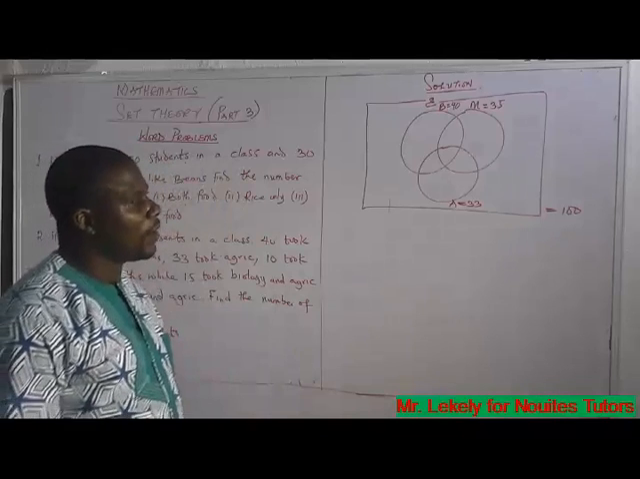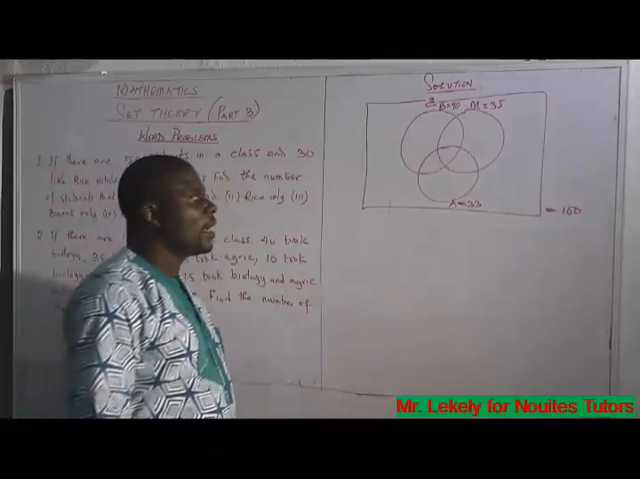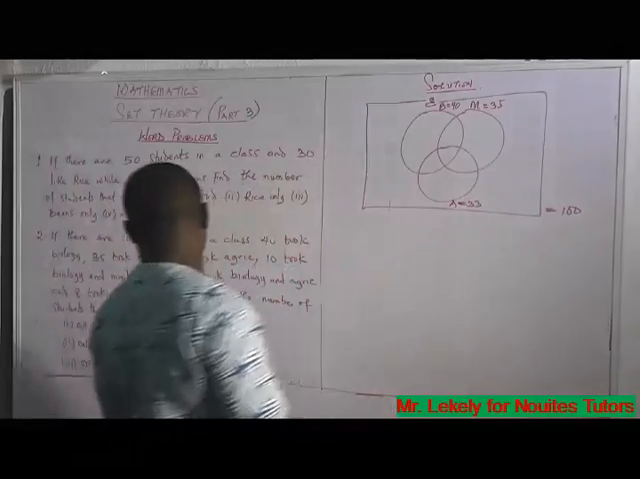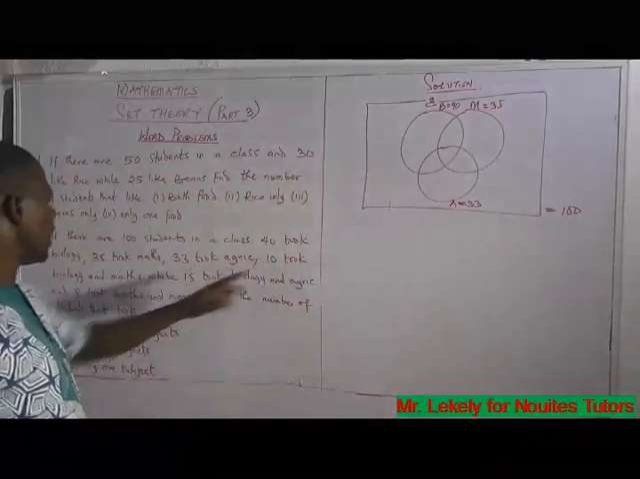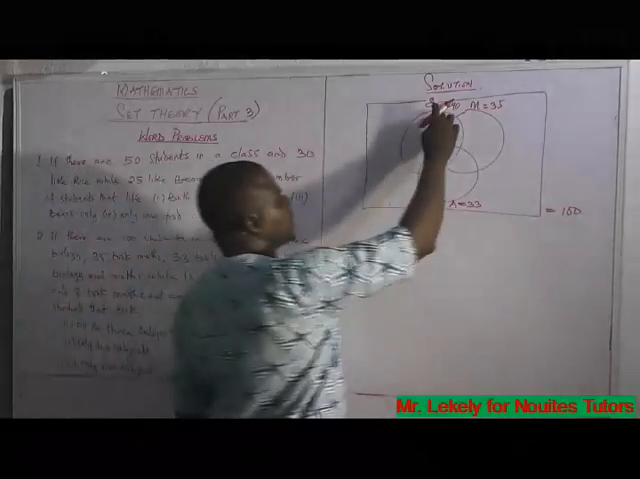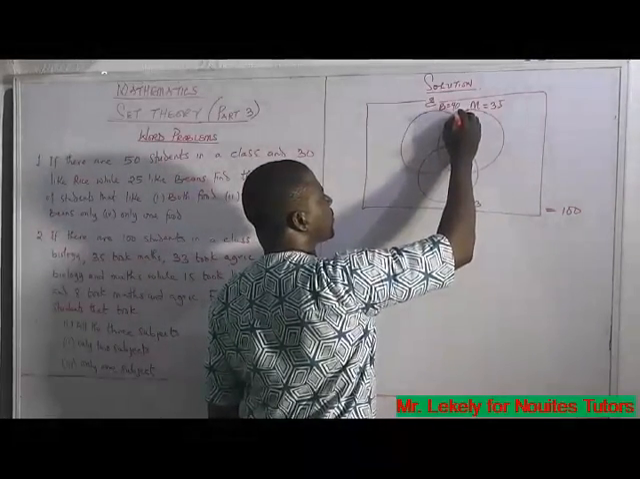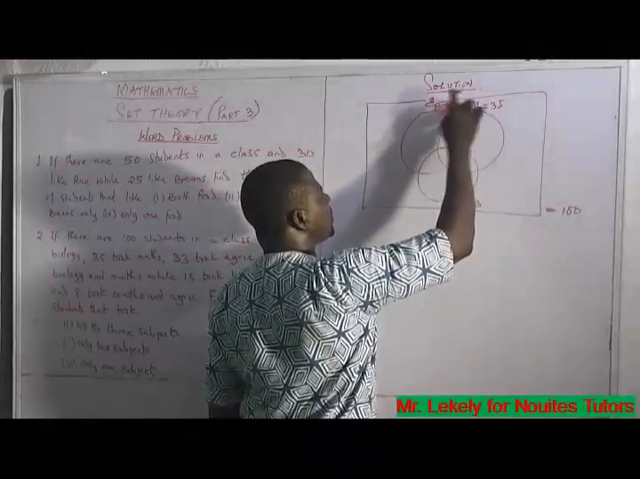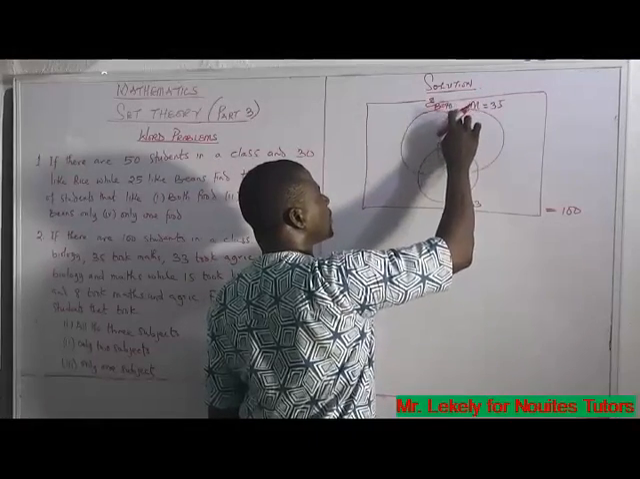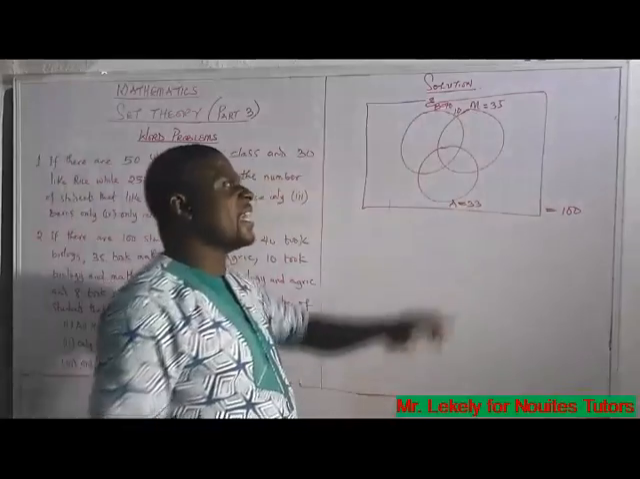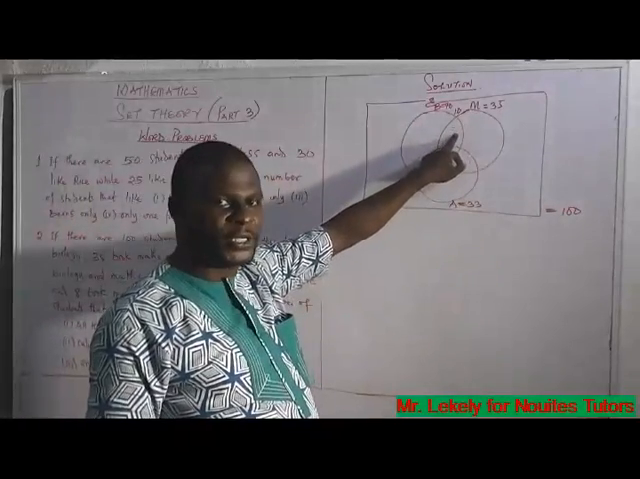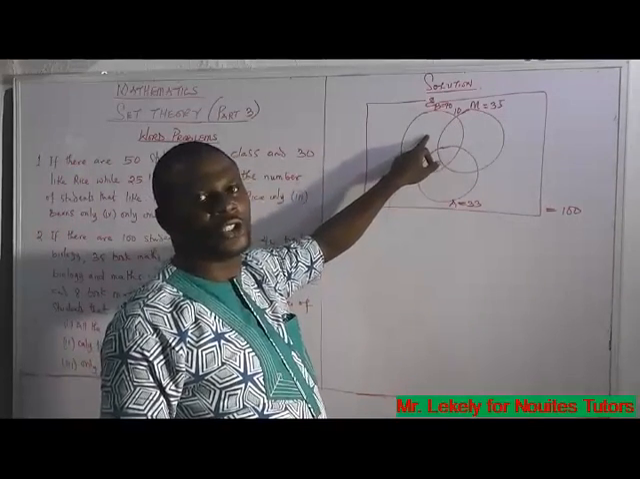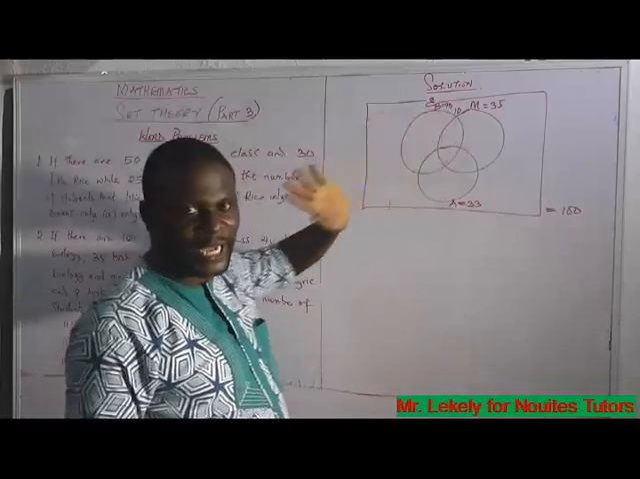So now, having said this, the next thing is 10 took biology and maths. You know, this is biology and this is maths. The 10, you put it outside. Why are you putting it outside? Because it is biology and maths. Inside is biology and maths only. So this inside, I won't put it there because it is biology and maths only. So it will be outside. This 40, I didn't put it here because it is not biology only. They just say biology. So they are different.